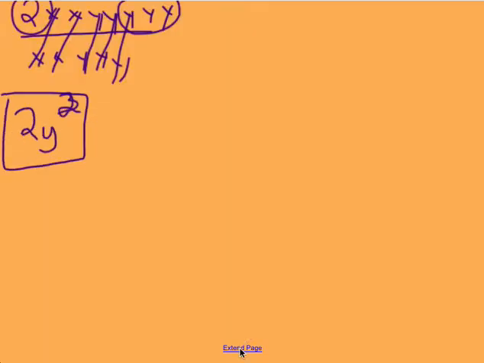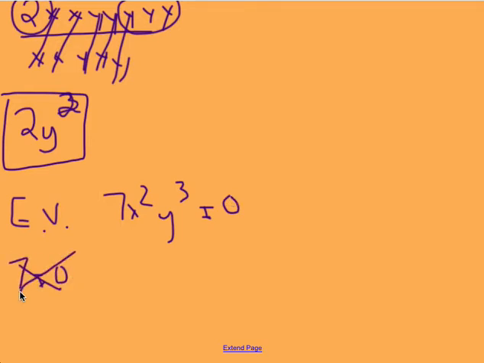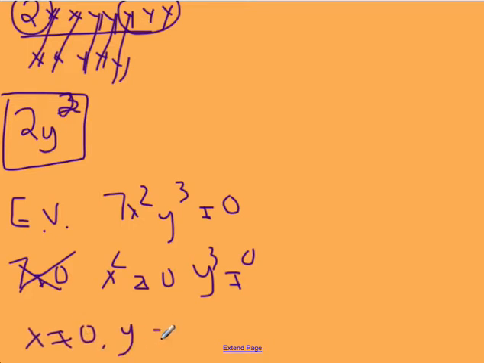Now we need to calculate out our excluded value. So for our excluded value, we're saying, okay, 7x squared y cubed cannot be equal to 0. So what I'm going to do is split that up. So 7 cannot be equal to 0. Well, no duh, that's never going to happen. So that one doesn't even matter. x squared cannot be equal to 0, and y cubed cannot be equal to 0. So the only way that x squared is going to be equal to 0 is if x is equal to 0. So we get that x cannot be equal to 0, and the only way that y cubed is going to be equal to 0 is if y is equal to 0. So here are your two answers, that x cannot be equal to 0 and y cannot be equal to 0.